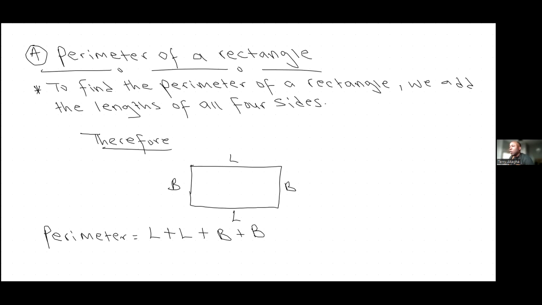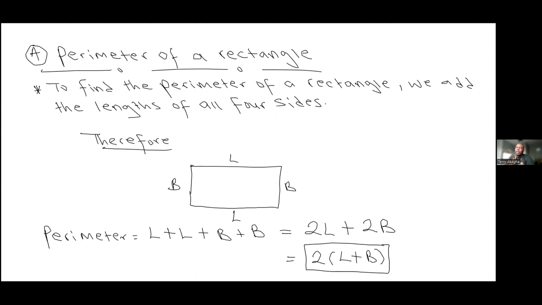Now, if you look at this, we can simplify this further. So it's going to be 2L plus 2B. And if you want to factorize this, you can bring out the 2 and you now have L plus B. And this is how you find the perimeter of a rectangle. So basically, the perimeter of a rectangle is 2 into bracket L plus B, or you can say 2L plus 2B.